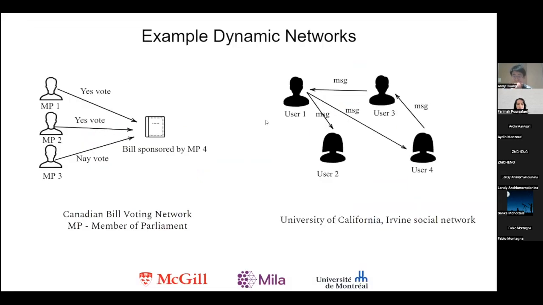And then a few more examples. You can also have a dynamic graph between politicians. In this case, the Canadian bill voting network, where nodes are the members of parliament, and if they all vote yes on a bill, then they will be connected to each other. And then we also have the standard social network, which is users and messages.